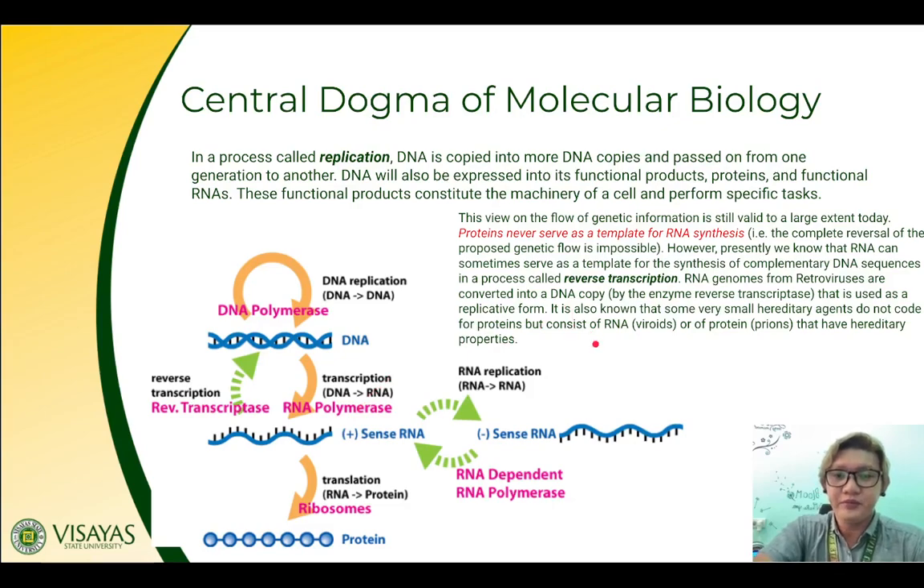So we could say that DNA and RNA could be used as hereditary agents. RNA in some viruses is used as their hereditary agent.